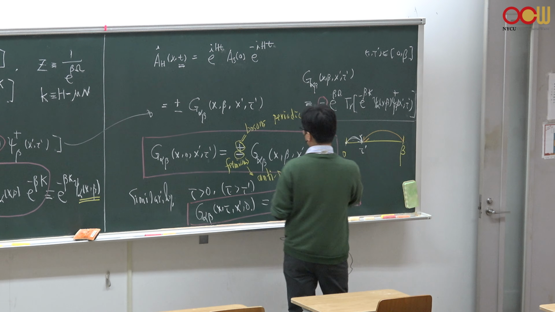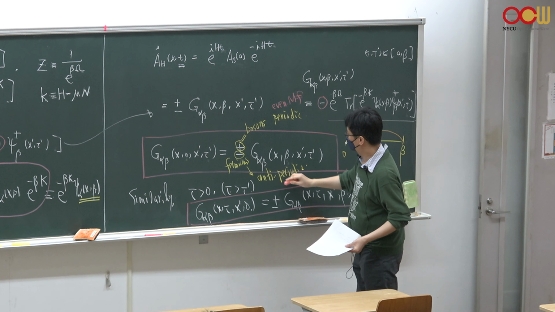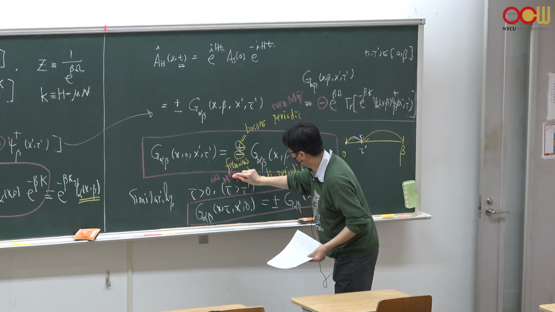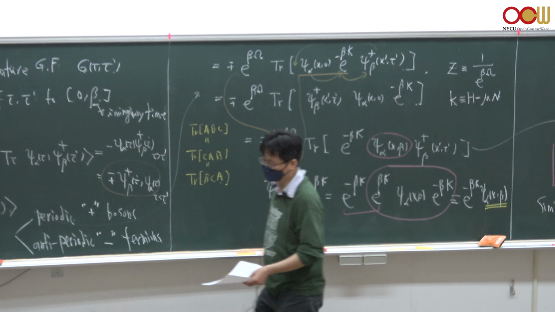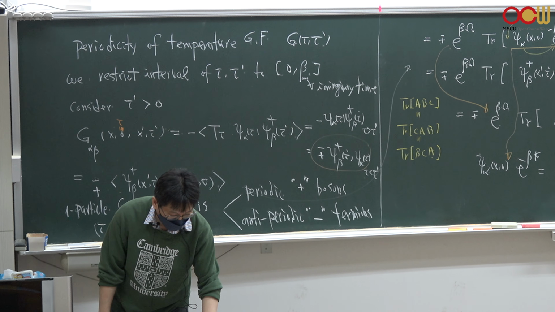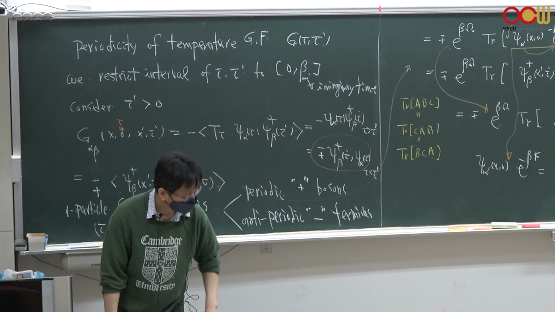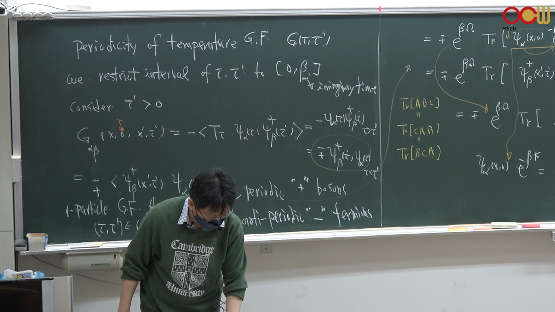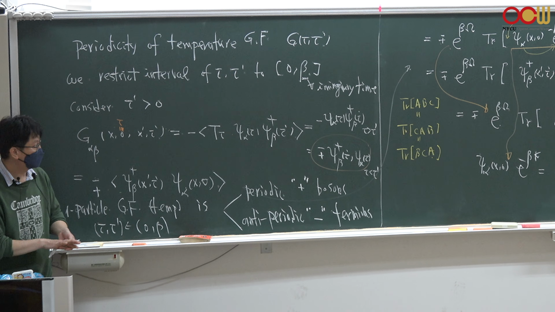For bosons, they are called even Matsubara frequencies. For fermions, we call them odd Matsubara frequencies. So this is the magic of this imaginary time Green's function and the consequence of such periodic, anti-periodic boundary conditions. In just a moment, we will talk about this consequence of such periodic, anti-periodic boundary conditions for the Green's functions. Okay, so let's take a short break.